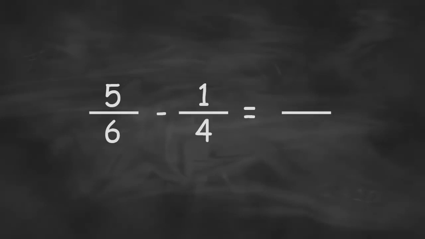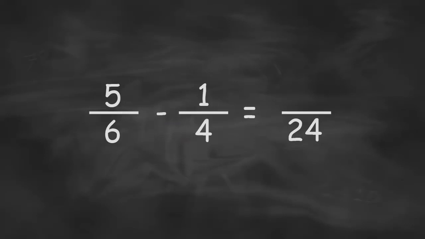Now it's not always that easy. We can use this same method, but just make sure that when you get your answer, it's in its simplest form. Take for example 5/6 minus 1/4. Now we're going to do the same exact technique. We're going to multiply across the bottom. So 6 times 4 gives us 24.